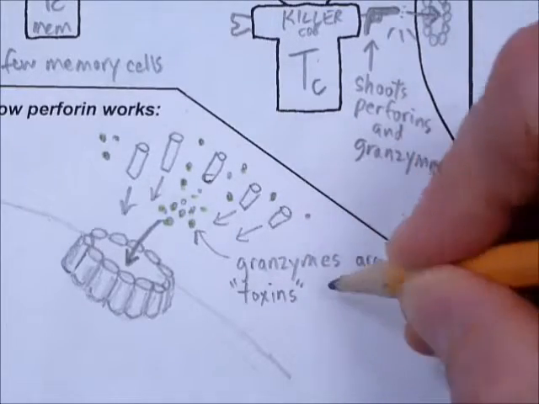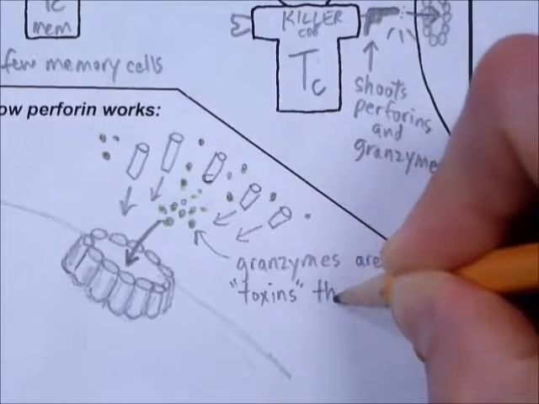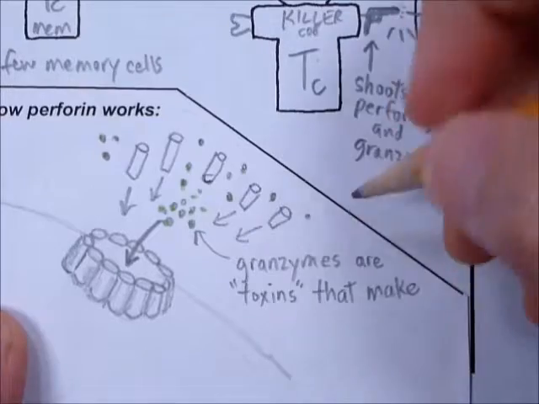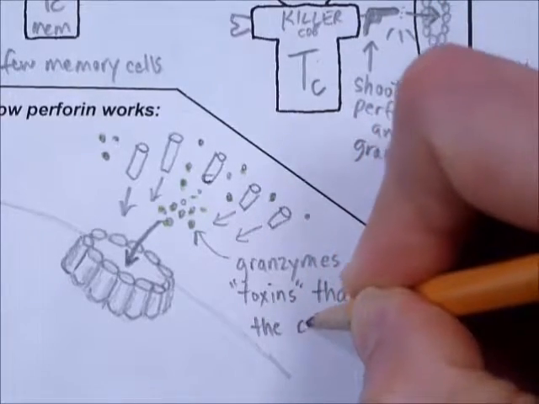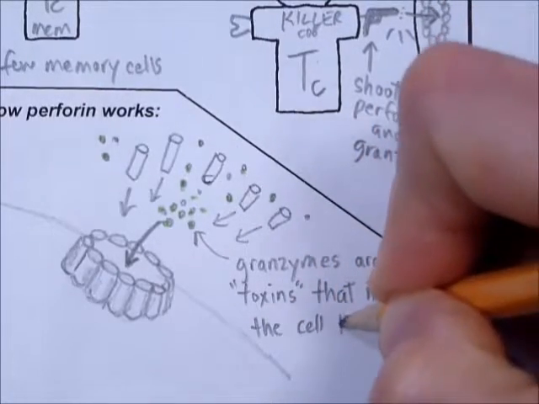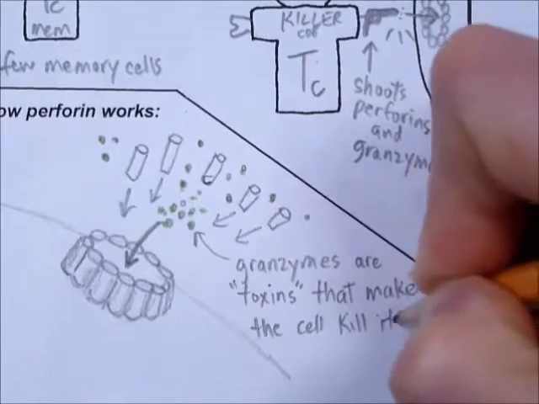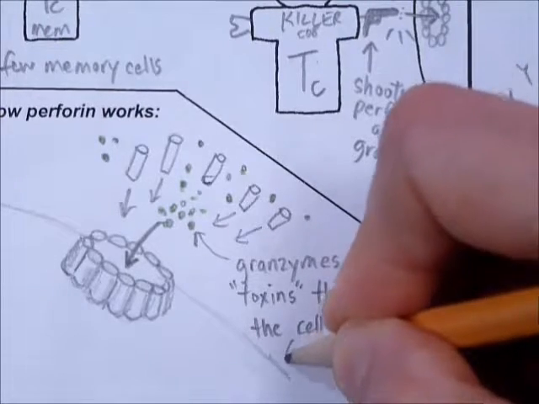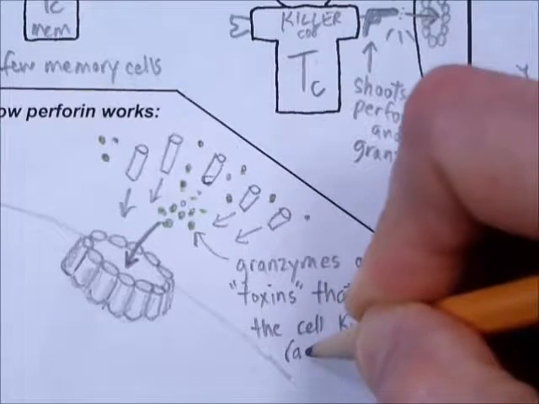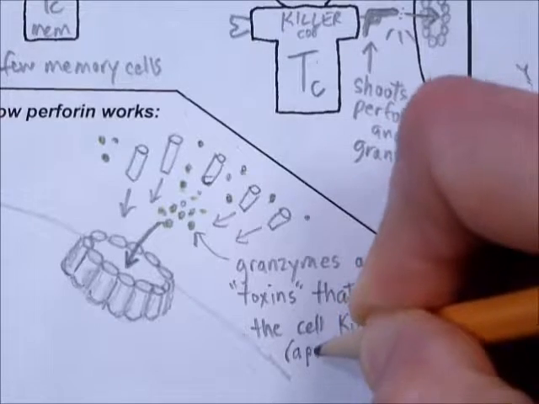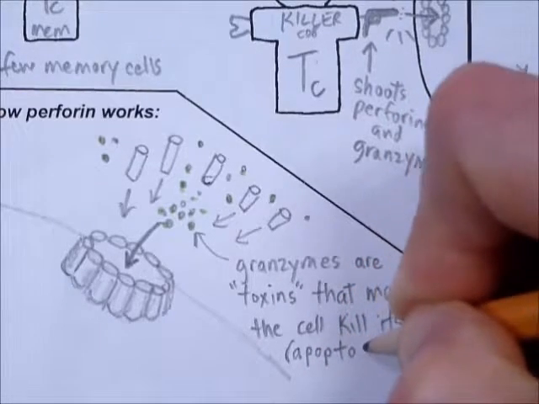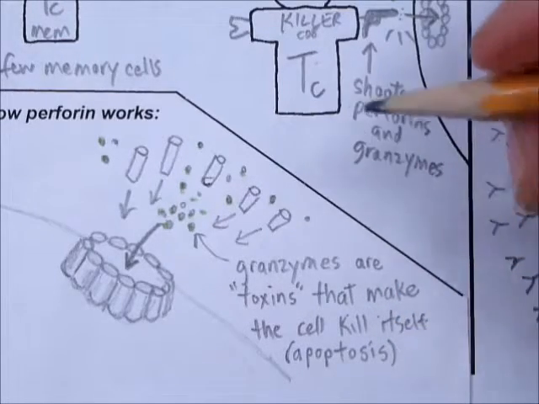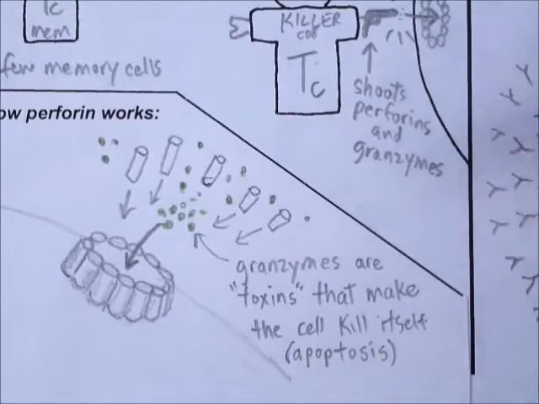The granzymes are toxins that make the cell kill itself, commit suicide basically. And if you want to know the correct word for this, you can put it in parentheses. It's called apoptosis. Some people say apoptosis, but a lot of people say apoptosis.